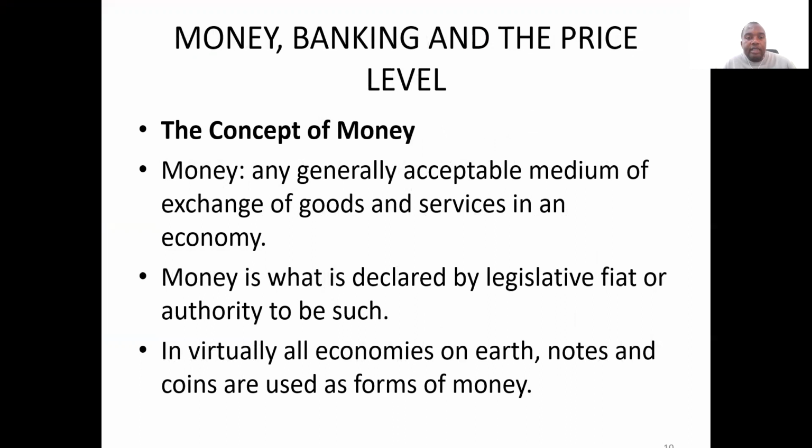The simple definition of money is that it's any generally acceptable medium of exchange of goods and services in an economy. Money is what is declared by legislative fiat or authority to be such. In virtually all economies on earth, notes and coins are used as forms of money, as well as electronic means of money like mobile banking or cards like the one that I'm carrying, or cards like this MasterCard that I'm carrying. Some use the Visa card and so on. There's also cryptocurrency. There are so many forms of money in the modern world.